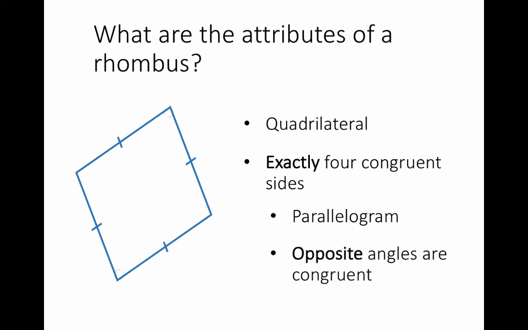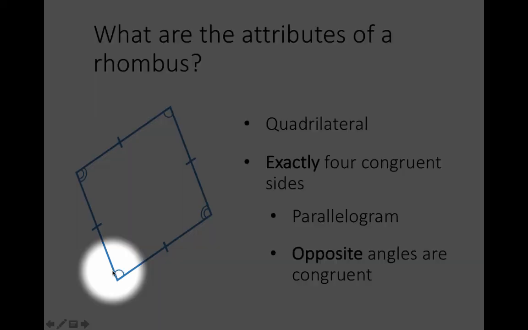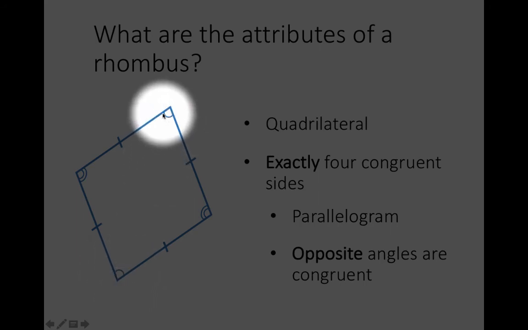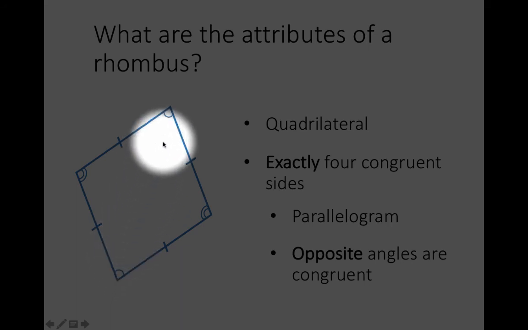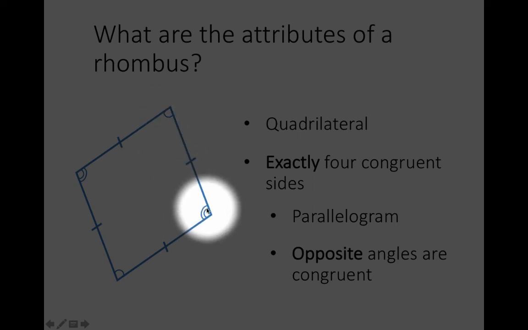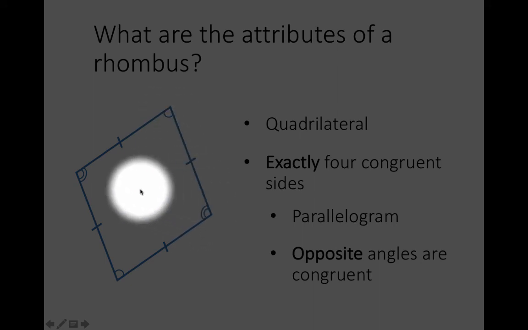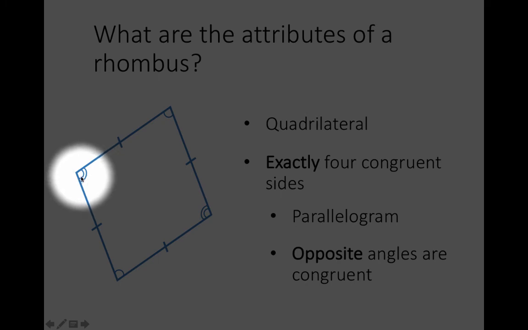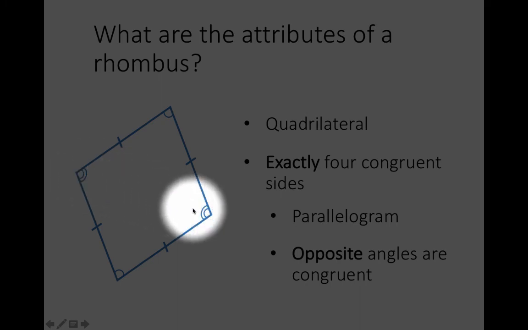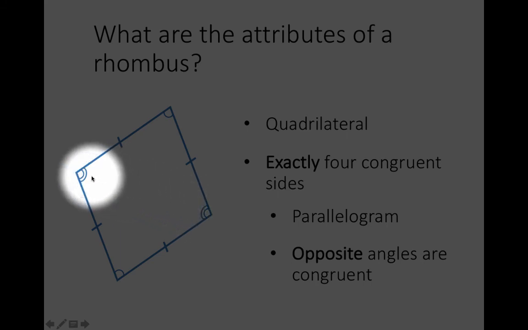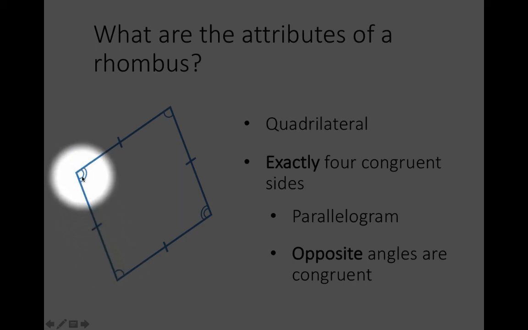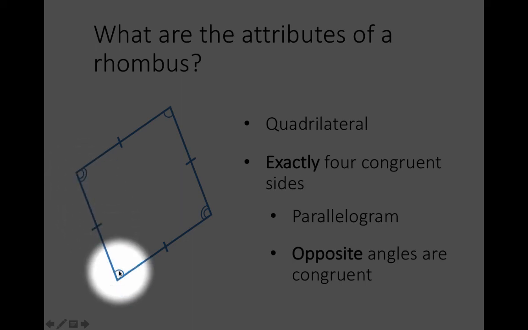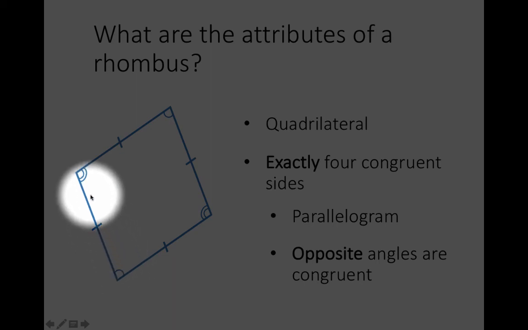The opposite angles of a rhombus are congruent. In the diagram, this single arc and this single arc show that these opposite angles, these angles on the other side of each other, are congruent. This double arc and this double arc show that these opposite angles, these angles on the other side of each other, are congruent. However, this angle and this angle are not congruent because this angle only has 1 arc and this angle has 2 arcs.